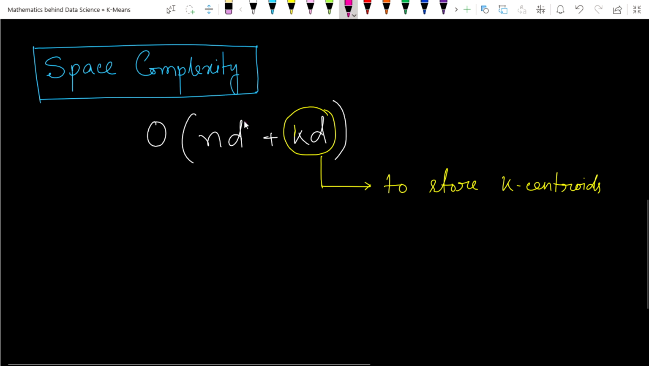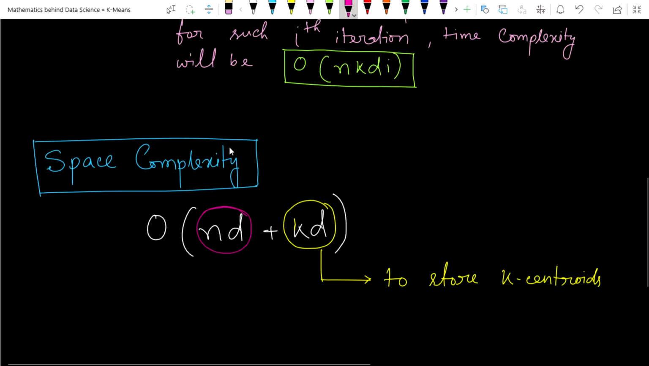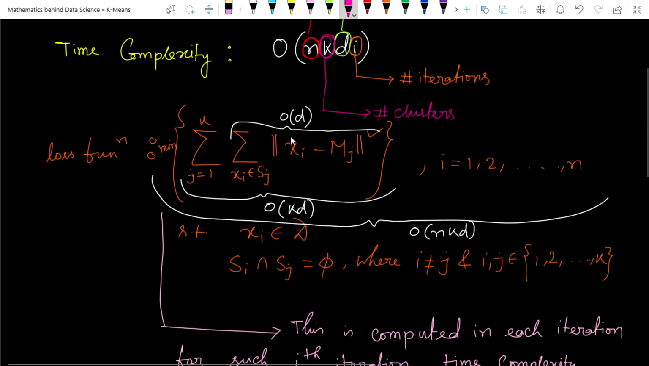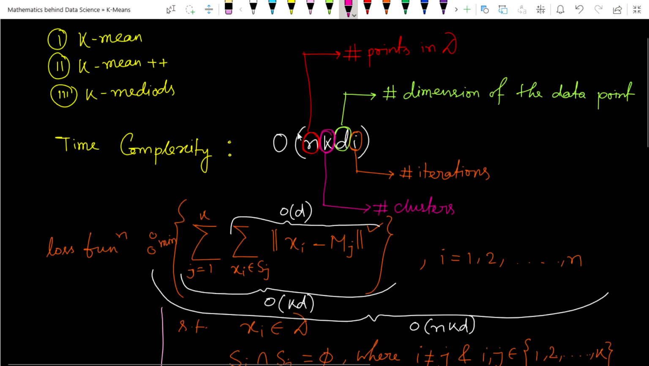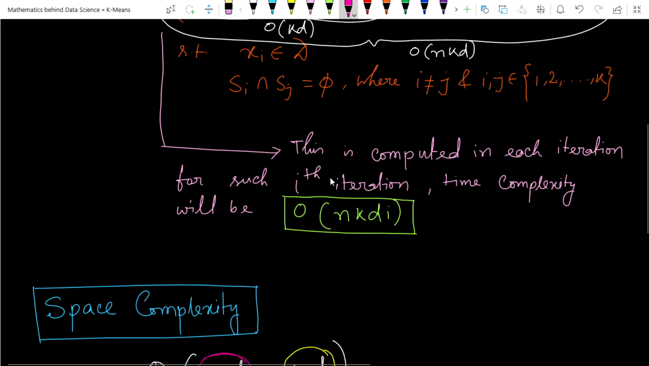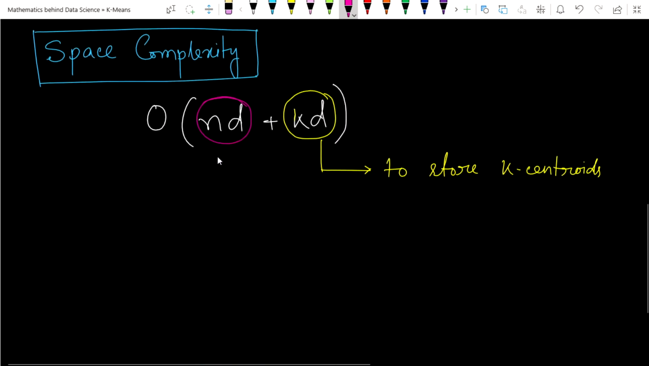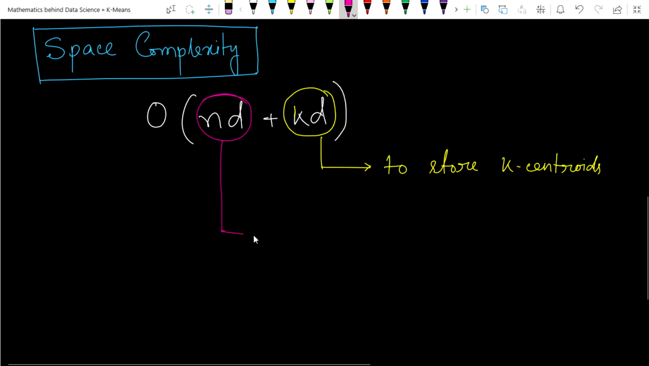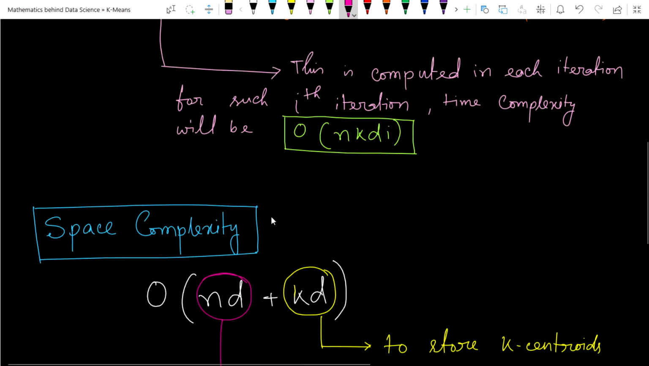Now what is for nd? Because we need to store n points, and if we have n points, for each iteration we have to store this thing. This is for n dimension.